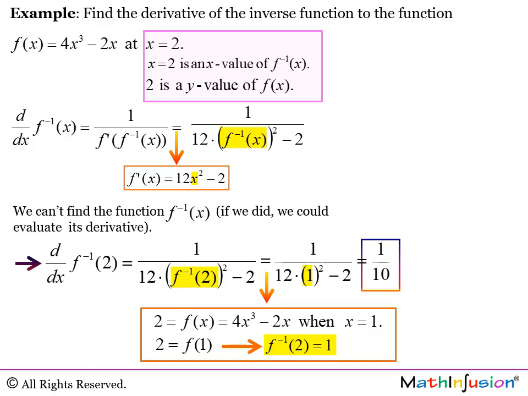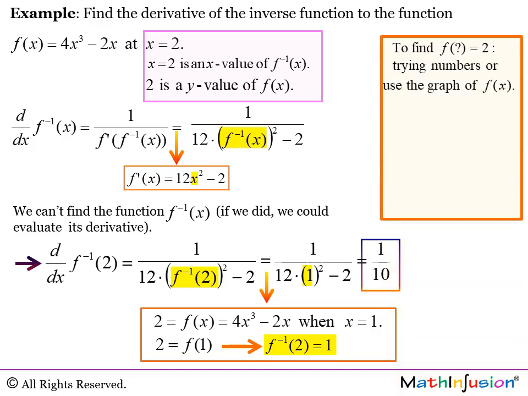So we are replacing the inverse function at 2 by 1, and we get 1 over 3 times 1 to the power of 2 minus 2, which is 1 over 1. In general, to find this number, we can try numbers or use the graph of the function f(x). Here is the graph of f of x. Because x equals the inverse function, we have to find the value of x for which y equals 2. And after we get this point, we can figure out what is the x value.